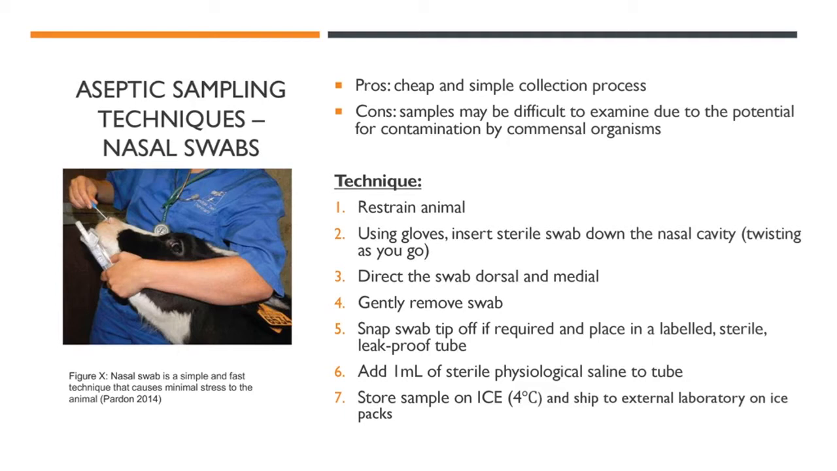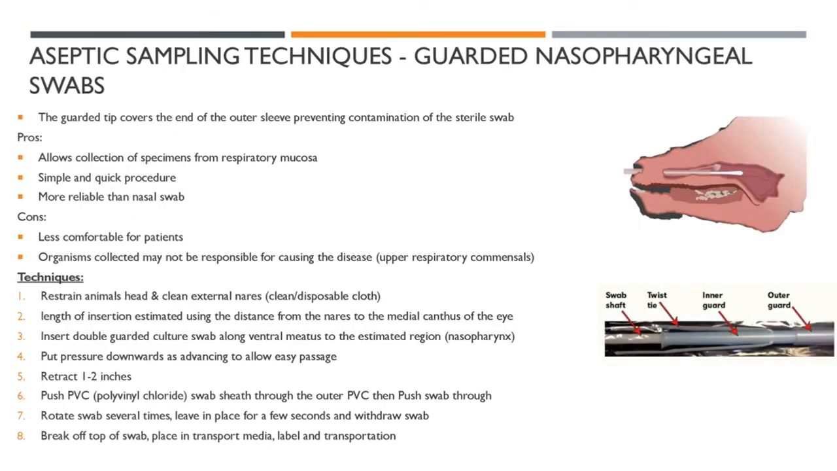Note, there may be difficulty examining samples from nasal swabs due to the contamination by commensal organisms. This is an inherent flaw in this sampling method, and other techniques prove more successful in eliminating this contamination, such as guarded nasopharyngeal swabs. A nasopharyngeal swab allows the collection of specimens from respiratory mucosa in a relatively quick and simple procedure. The guarded tip covers the end of the outer sleeve, preventing contamination of the sterile swab.